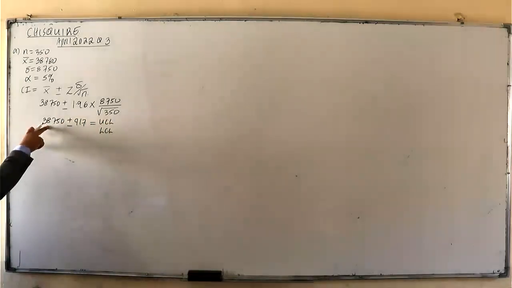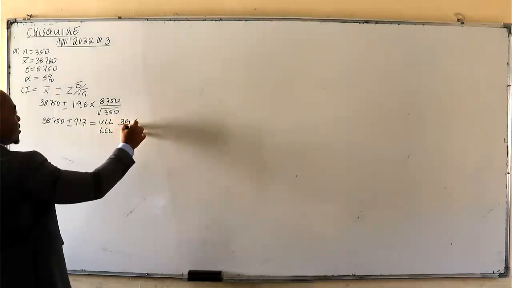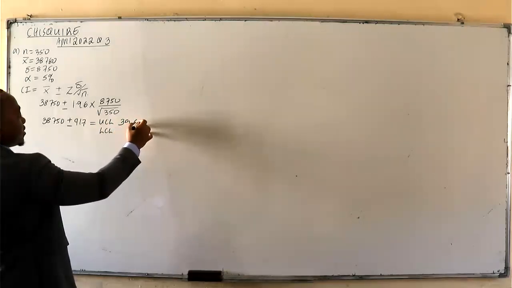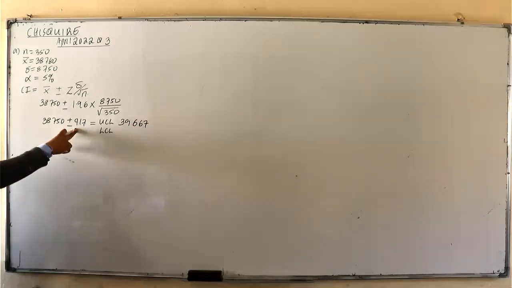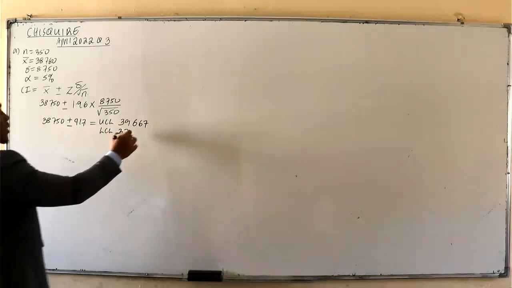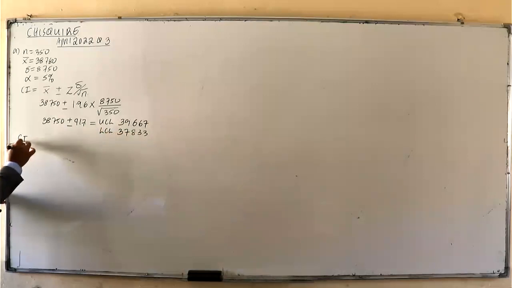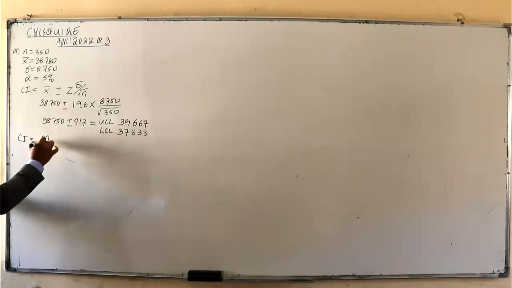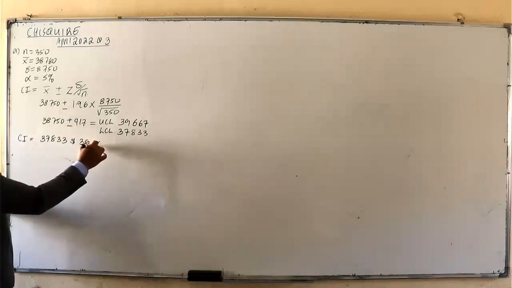That is 38,750, you add 917, and you get 39,667. When you subtract, you get the lower control limit, 37,833. Exactly. So that's the interval. The confidence interval will lie between 37,833 and 39,667.